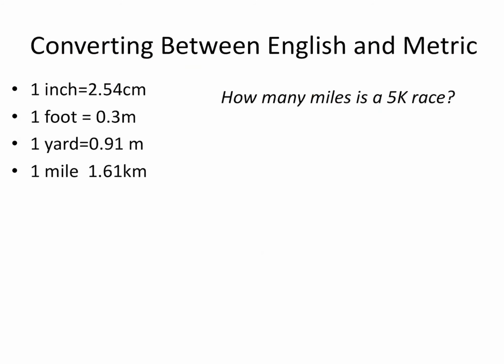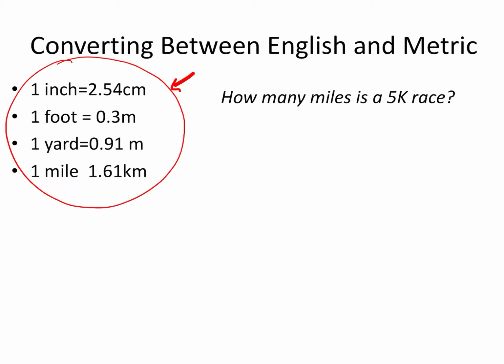All right, so let's convert between English and metric. Now, when you are converting between two different kinds of units, we can't just simply move the decimal point. We have to have the conversion, right? We need to know what's equal to each other in order to start changing the units. So let's start with an example of how many miles are in a 5K race. So we need to look at our choices here, and we need to figure out what makes sense to use, right? So how many miles in a 5K?